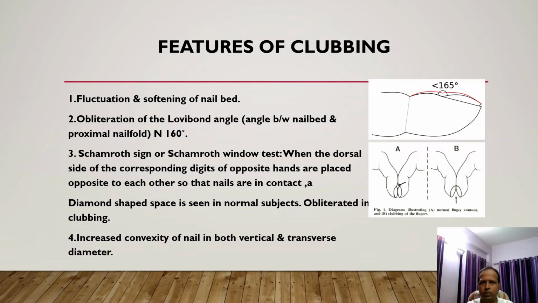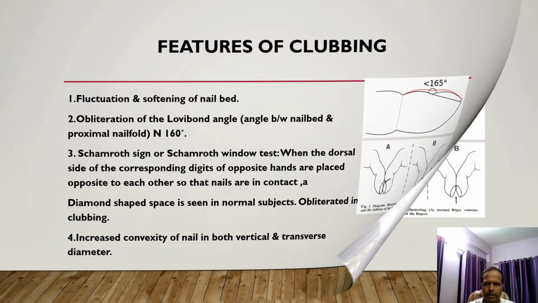When the dorsum side of the corresponding digits of opposite hands are placed opposite to each other so that the nails are in contact, a diamond shaped space is seen. This is the diamond shaped space seen in a normal subject, and which is obliterated in case of a clubbed finger. And the fourth feature is increased convexity of nail in both vertical and transverse diameter.